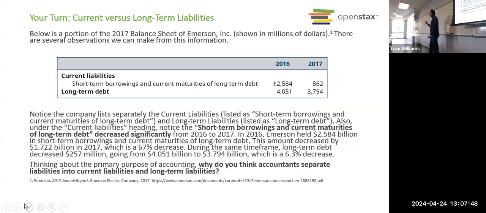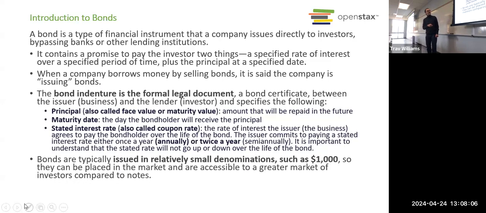We talked about how it's important to distinguish current from long-term liabilities because for investors, they want to make sure companies have enough money this year to pay off their debts for this year, right? So we separate out the liabilities and the assets into current versus long-term. We looked at some of this terminology.